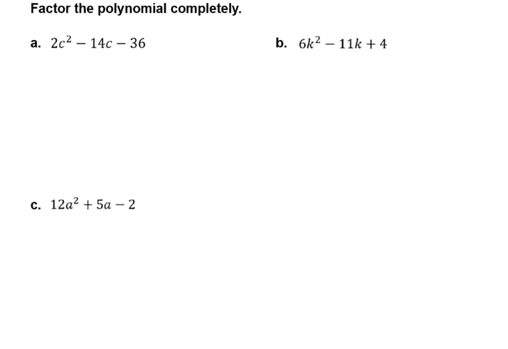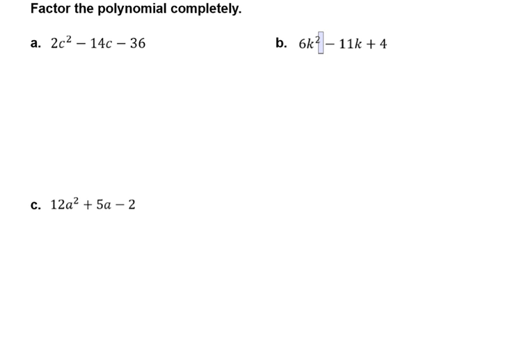In this video, we're going to be factoring trinomials completely when our a value is not equal to 1. That means our leading coefficient is not the number 1, it's these other numbers. So the first thing we're going to do is take a look at letter A together, and it's 2c squared minus 14c minus 36.